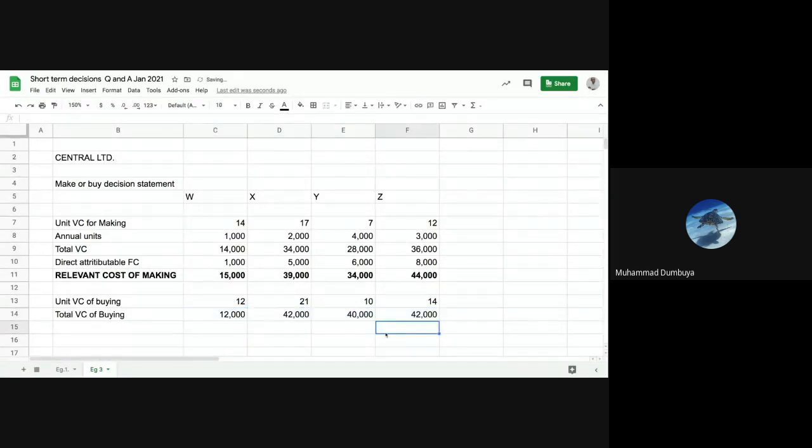So do we have any extra cost of buying? The extra cost of buying will include transportation costs, freight charges, and so on and so forth. We don't have that here, but it's a possibility that it can come in a question. So the total variable cost of buying is 12,000, 43,000, 40,000, and 42,000. Is that clear?